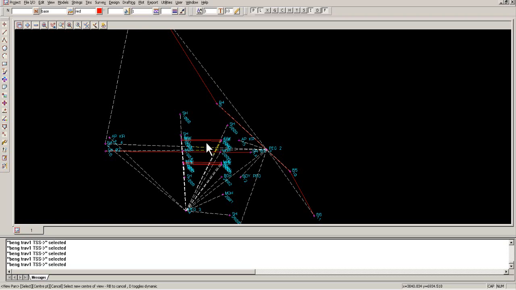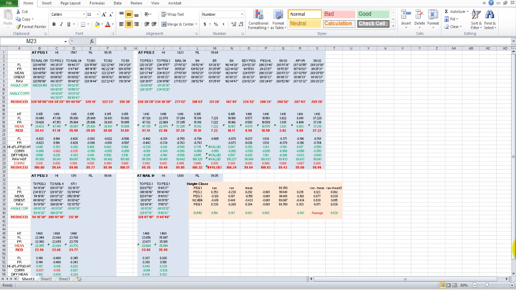But when we reduced the heights, we found quite significant differences between going one way, say from peg 1 to peg 2, and from peg 2 back to peg 1. The differences were greater than you would expect from curvature and refraction. I then copied the original field notes into a Microsoft Excel spreadsheet, and we'll have a look at that now.